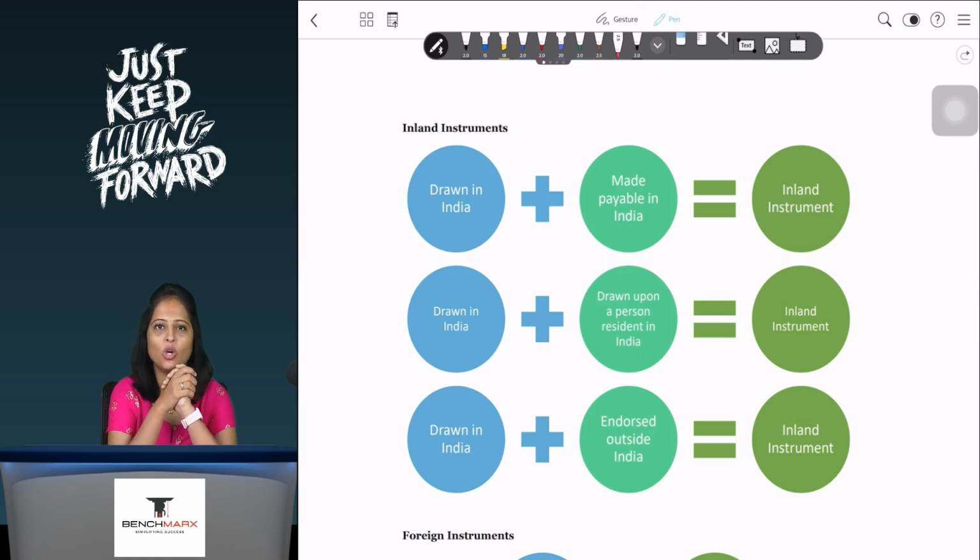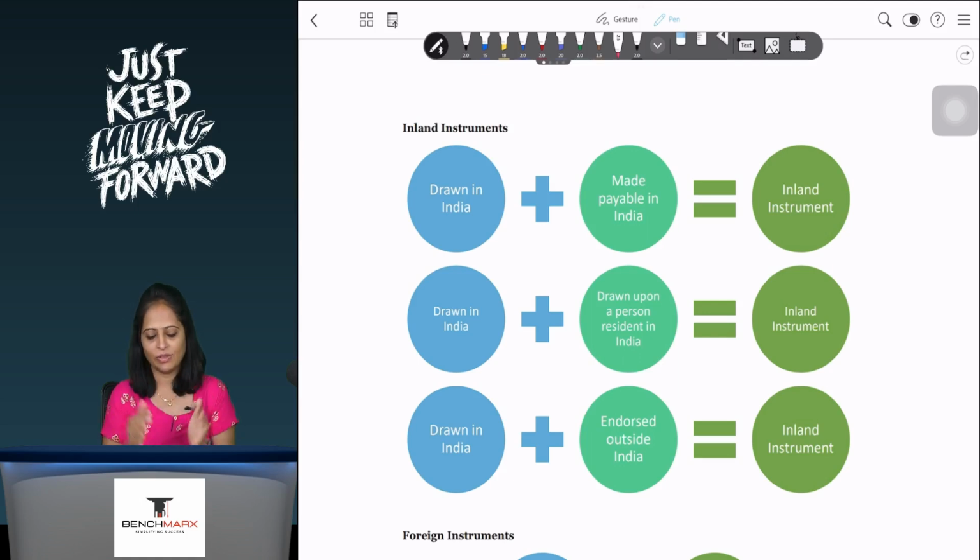While this has not been asked in the last attempt of CA Foundation, in the November 20 exams of CA Inter, where the Negotiable Instruments Act was part of Inter, it was asked as 1 mark questions. There were 5 questions, 1 mark each, on whether it's an inland or a foreign instrument.